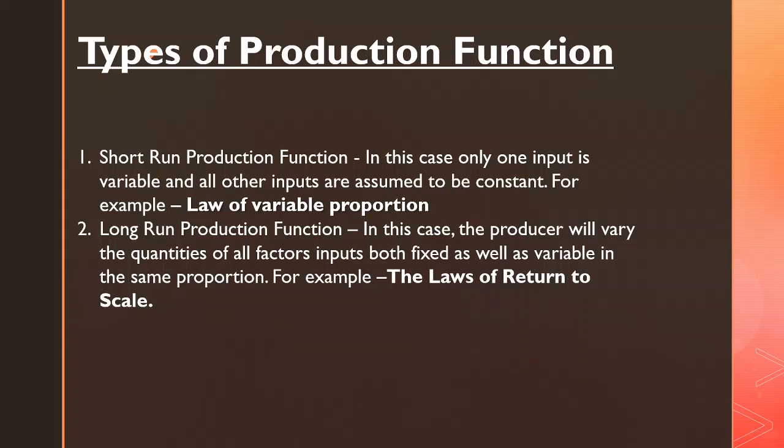Long-run production function. In this case, the producer will vary the quantities of all factor inputs, both fixed as well as variable, in the same proportion. This law is known as the law of return to scale. In this situation, all inputs are assumed to be variable.